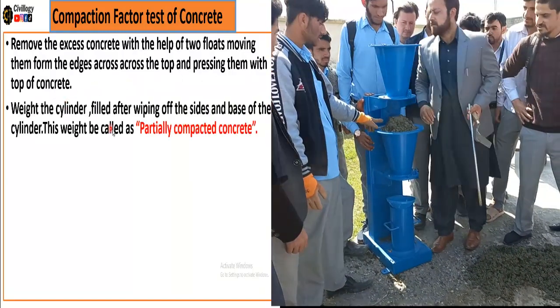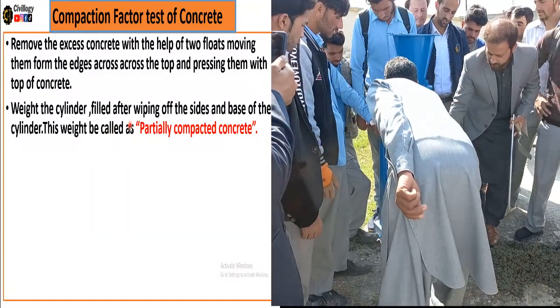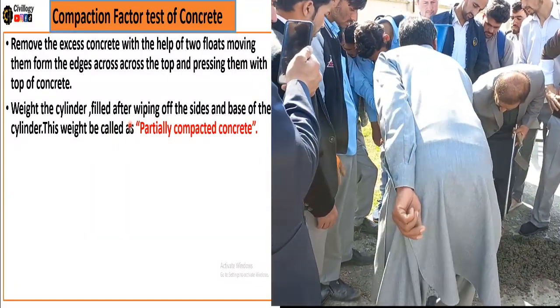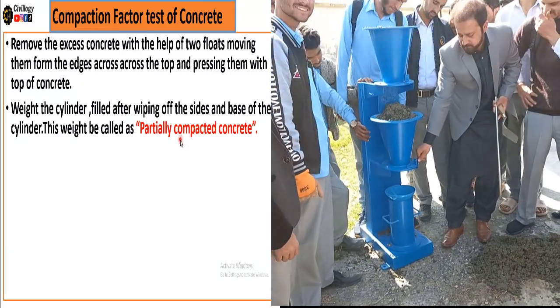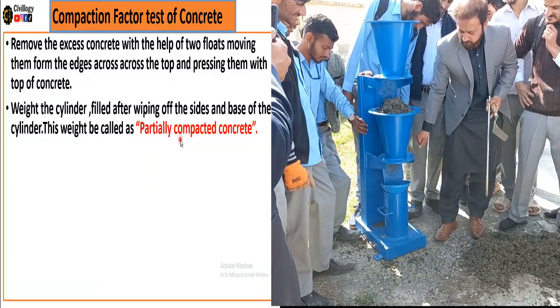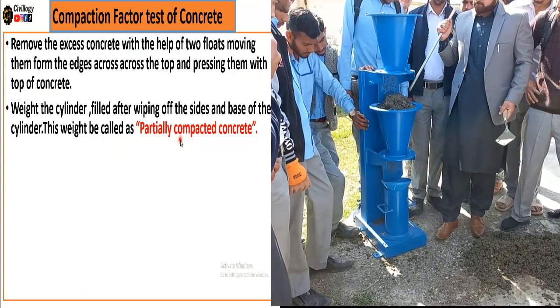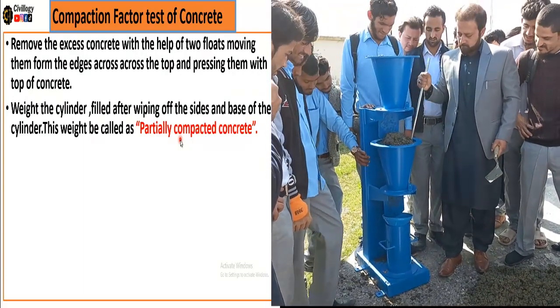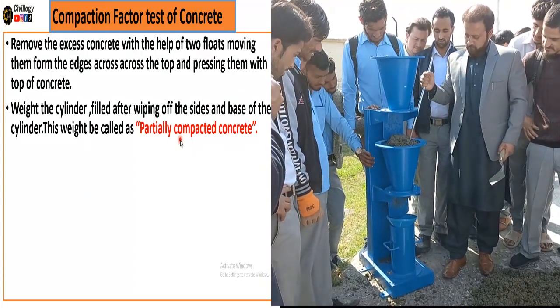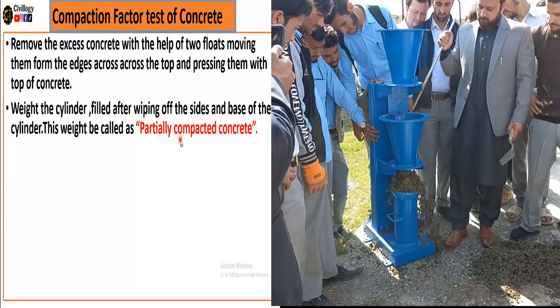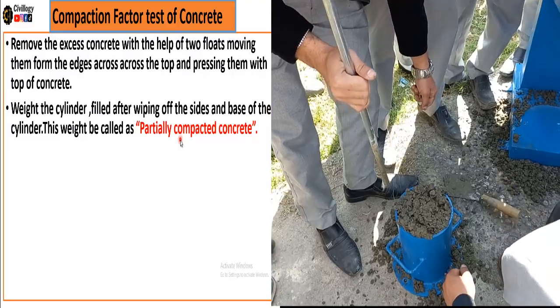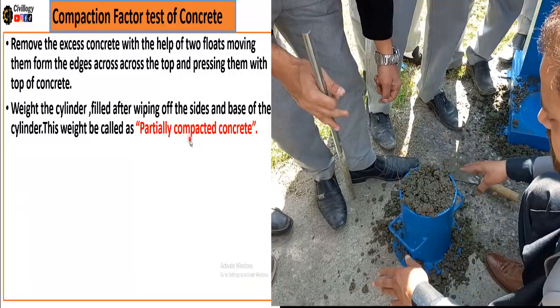Now weigh the cylinder filled, after wiping off the sides and base of the cylinder. This weight is called partially compacted concrete. The concrete that fell freely from the upper hopper and then from the lower hopper and then came into the cylinder, weigh that cylinder along with that partially compacted concrete, and this will be called partial weight or partially compacted concrete.